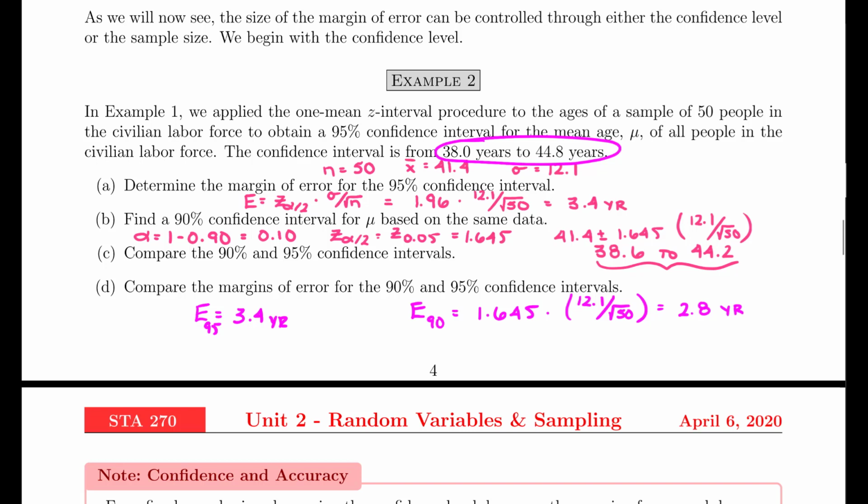So what we notice right here is that the greater our confidence level, the wider our margin of error is going to end up being. If we wanted to be 99% confident that our value lies within 2 points, then it'd probably be closer to 4 years or 5 years maybe for the margin of error. So the tighter our confidence interval, the greater our margin of error becomes. You can see that here with 95% it's 3.4, with 90% it's 2.8.